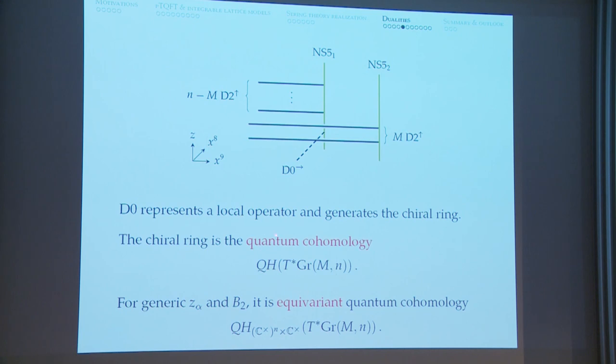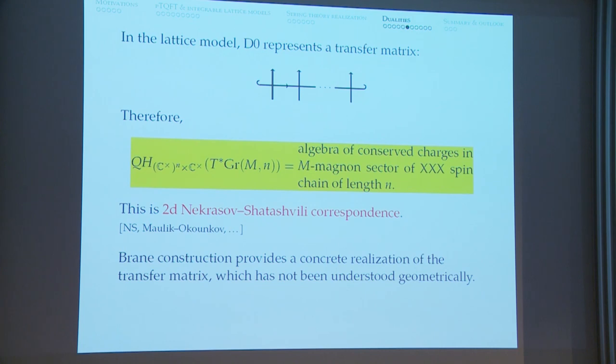On the other hand, if you remember where the D0 came from, it came from a Wilson line in the horizontal direction of the lattice model. All right. So inserting a D0 brane represents the action of a transfer matrix like this. So if you insert the D0 brane, it inserts in the lattice model a horizontal line, which is the transfer matrix. And therefore, from these two pictures, you conclude that the equivariant quantum cohomology of the T* Grassmannian Gr(M,N) is really the algebra of conserved charges in the XXX spin chain of length N, but you specify the magnon number, big M. Okay.